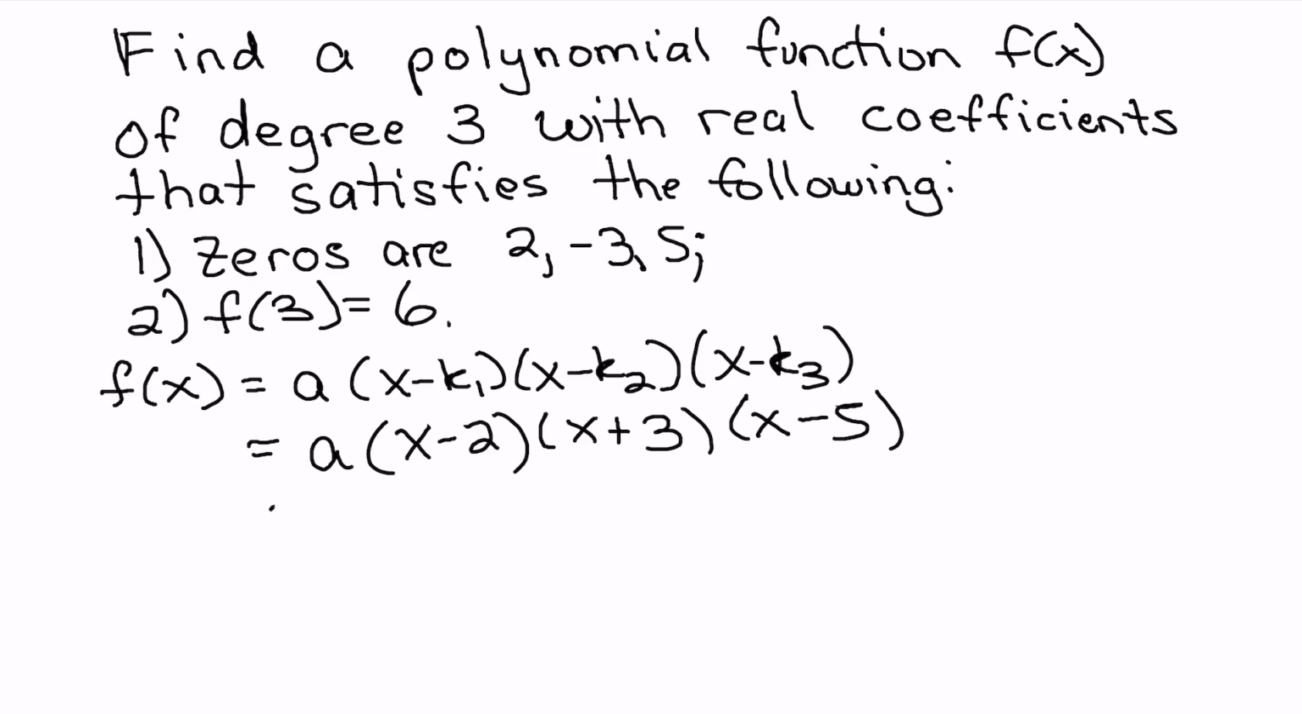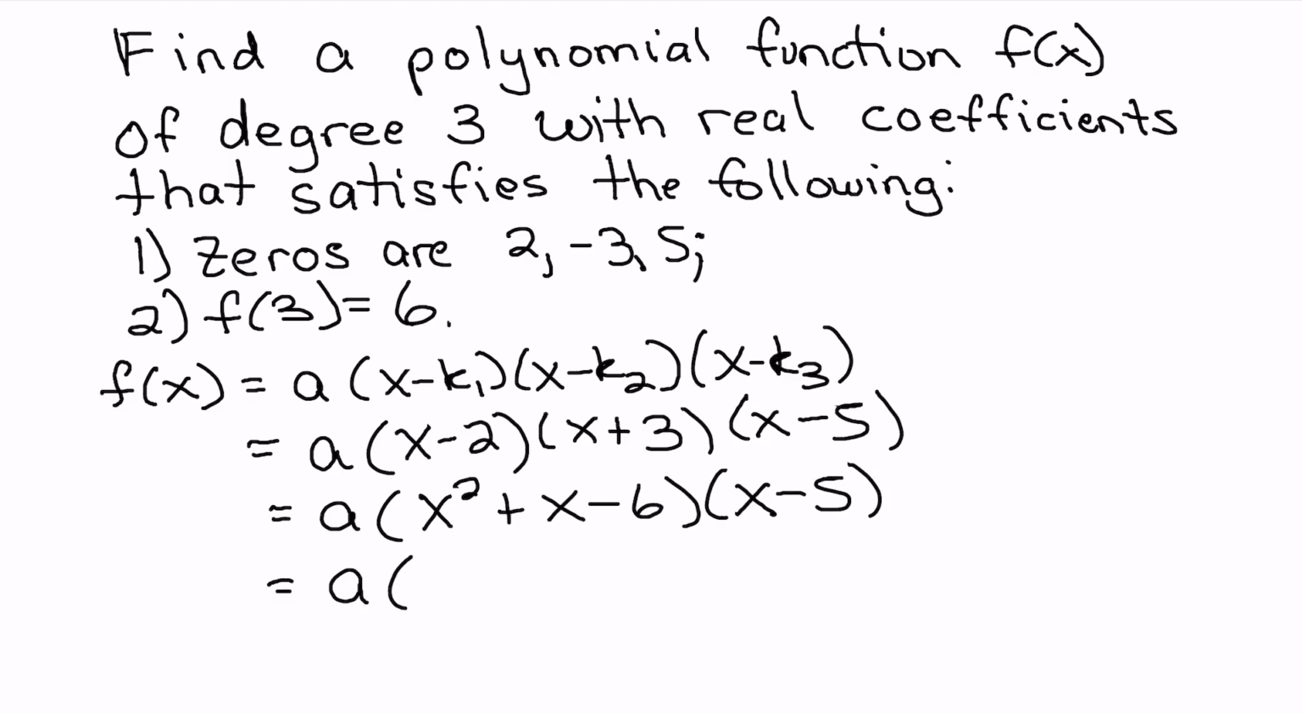If I go ahead and multiply that out a bit, x minus 2 times x plus 3, just do some foiling. You'll get x squared plus x minus 6. That we're going to multiply with x minus 5. And then if you finish multiplying those together, you'll get x cubed minus 4x squared minus 11x plus 30. Just mentally double checking my multiplication, but yeah. All right.